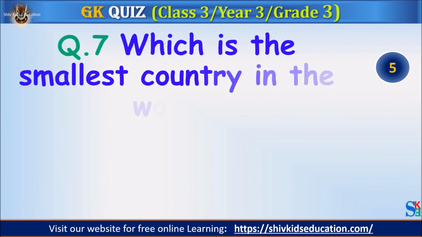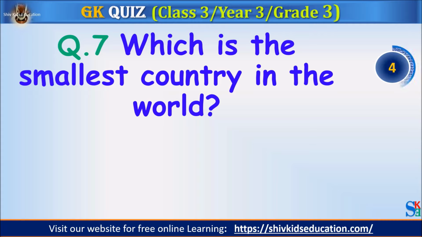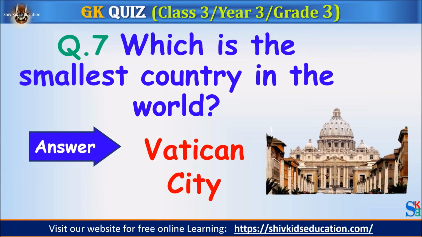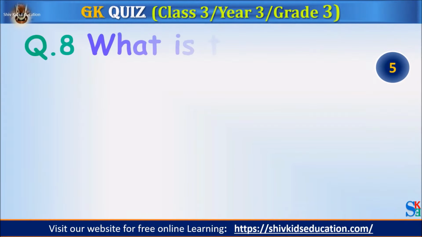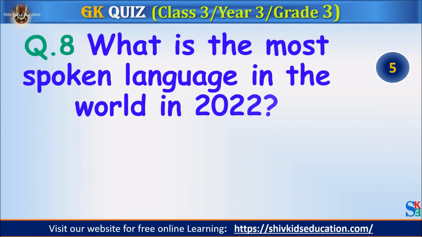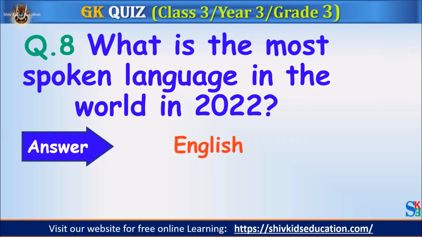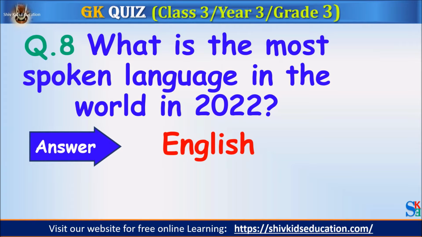7. Which is the smallest country in the world? Your time starts. The answer is Vatican City. 8. What is the most spoken language in the world in 2022? Your time starts. The answer is English.